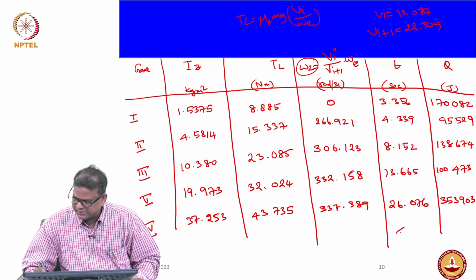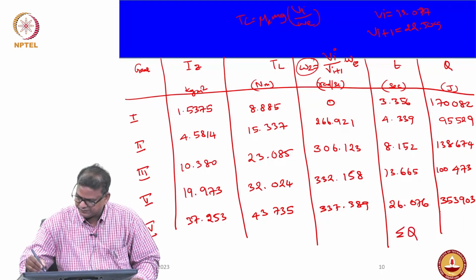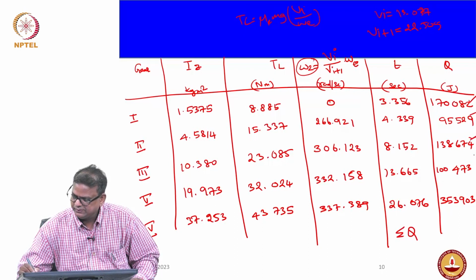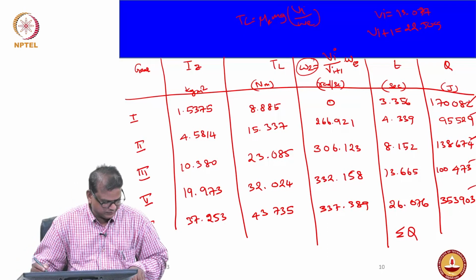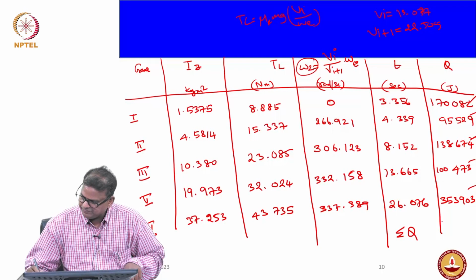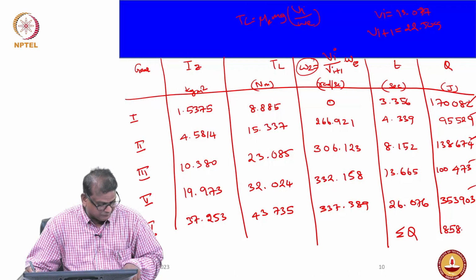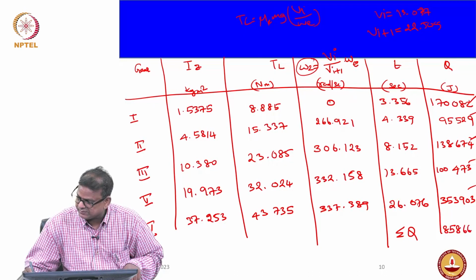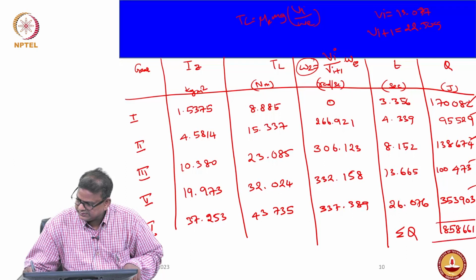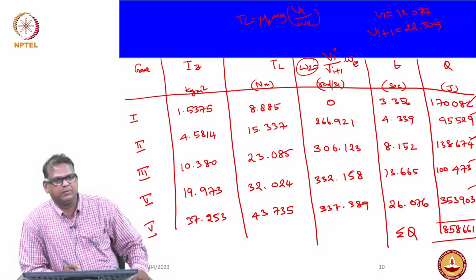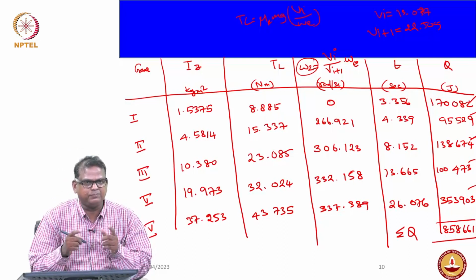So if you do the summation of the total heat generation of all five gear shifts, second gear, third, fourth and fifth, that should be 858,661. So that much heat is generated for one operating cycle. It's called one complete operation, one up.